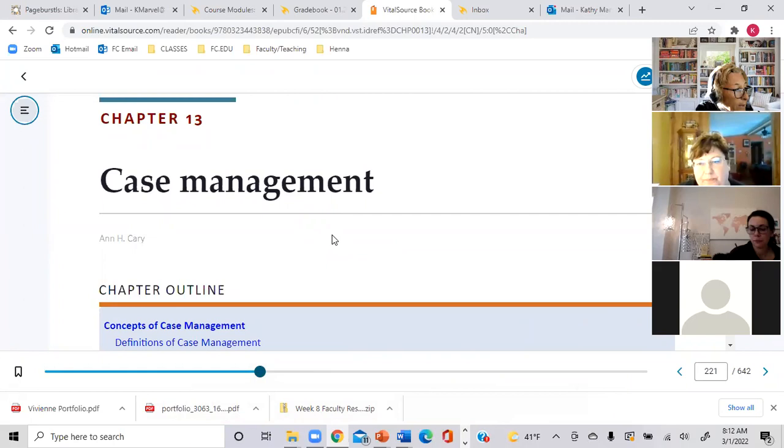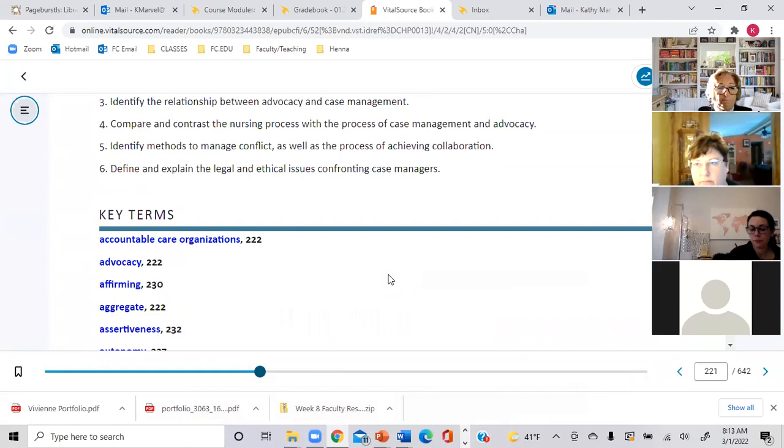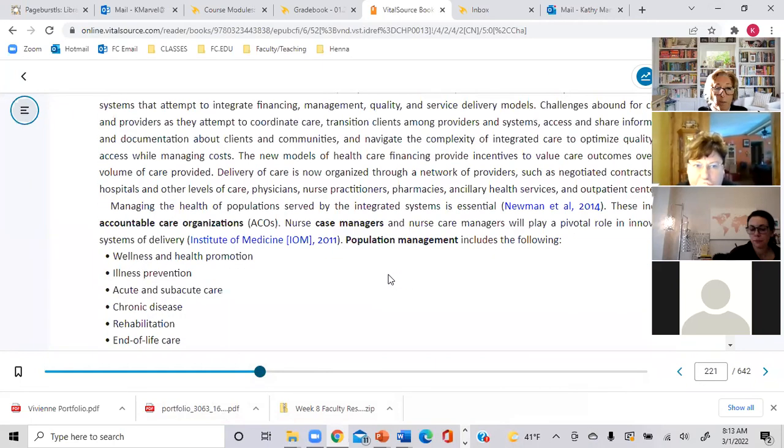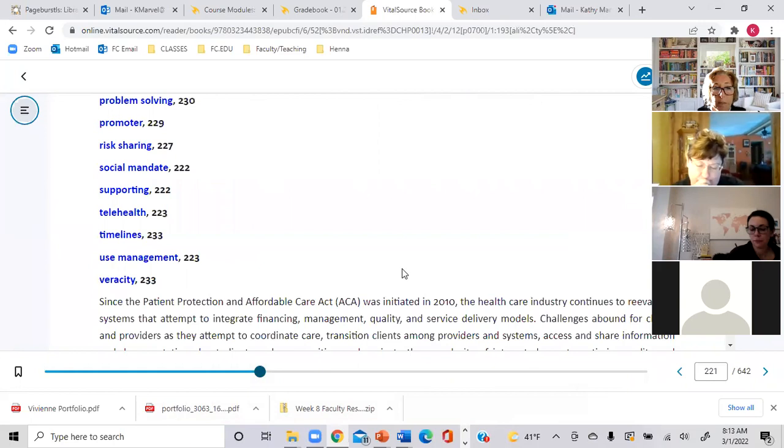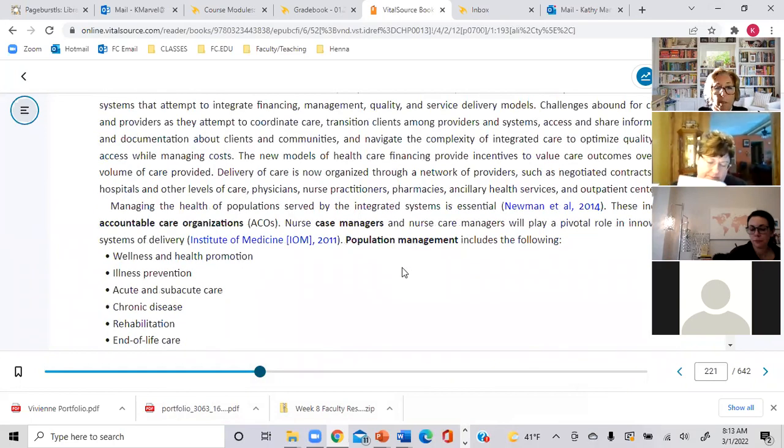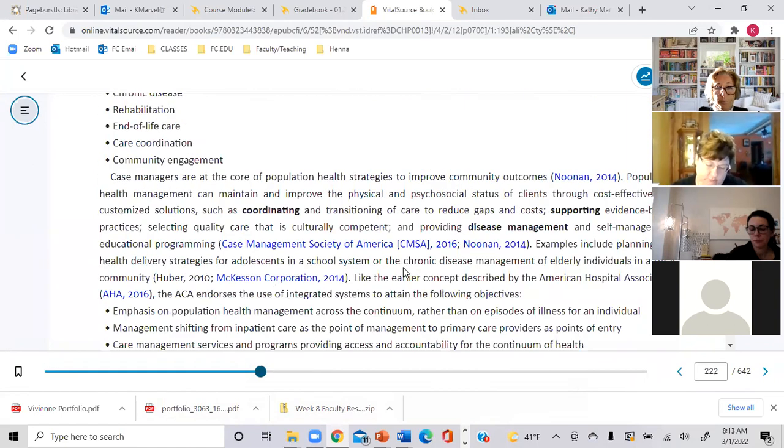Okay, let's see. So when we talk about case management, again, we just went through the outline, but let's go into the chapter and see what more detailed information we need to know to be able to understand the role of case managers. Has anybody worked with a case manager? Anybody have case managers in their institutions that they work in? There's case managers everywhere. What kinds of case managers do you work with? Maybe discharge planners, discharge case managers?